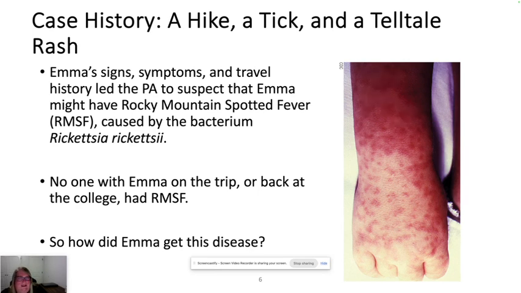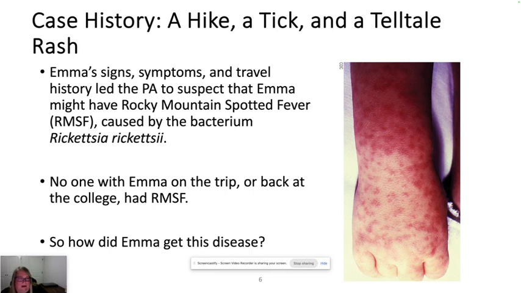Well, come to find out that no one that Emma went to North Carolina with was showing RMSF, or anybody that she had associated with since coming back from her trip. Okay, so if nobody was showing these signs and symptoms, how did Emma get this disease? Well, I think it's pretty obvious where she got it. That tick that her friend had found on her back is the reason that she got Rocky Mountain Spotted Fever.